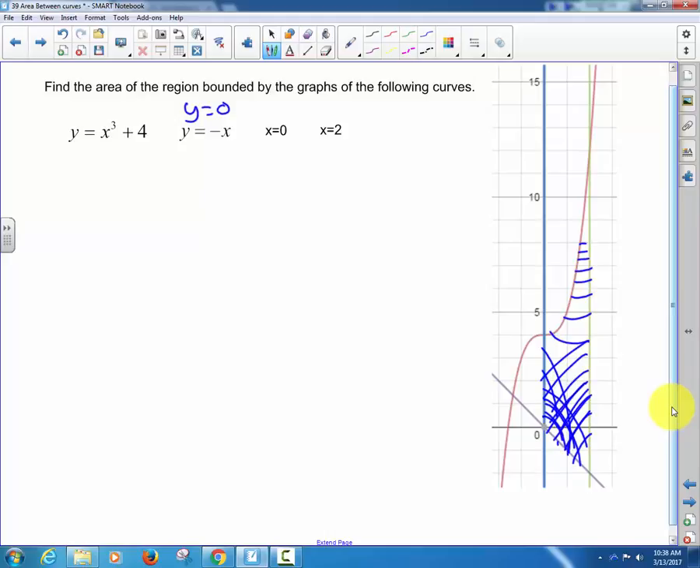Now, should this number be bigger or smaller than the one on the last problem? Should our answer be bigger or smaller than 12? Why bigger? That's right. Before, with the one before, we just looked from this line up. We've added this little bitty triangle onto it here, haven't we? So the area has got to be more than it was before.